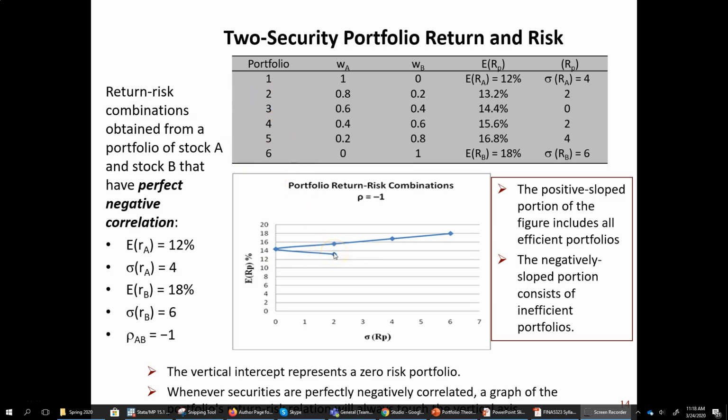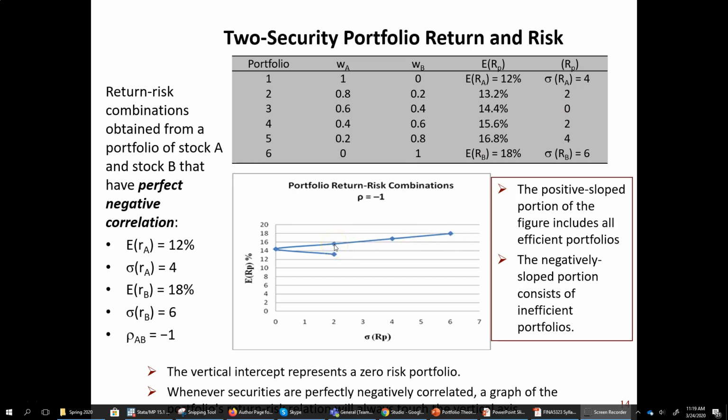And then if we move up to portfolio 3, where we are 60% in A and 40% in B, we see here we have an expected return of 14.4% and a standard deviation equal to 0. And then as we move up here, this is portfolio 4, 40% in A, 60% in B, and here we see a standard deviation of 2 and an expected return of 15.6%, and then we continue on with portfolio 5 and portfolio 6.